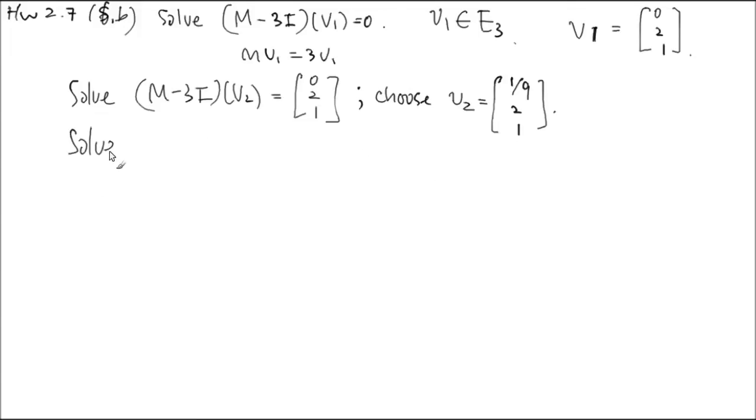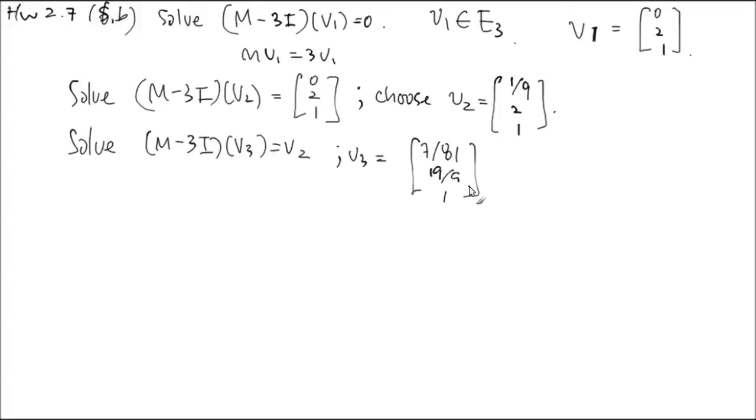And the next thing I ask you to do is M minus 3I. You solve one more time, pulling it back one more level like this. And then you choose v3 to be this ugly thing, 781 and 19 divided by 9, 1. So we have this third vector right there. Then I ask you to prove v1, v2, v3 are linearly independent, right? And I allow you to use row echelon form on a calculator, and it turns out they're linearly independent.